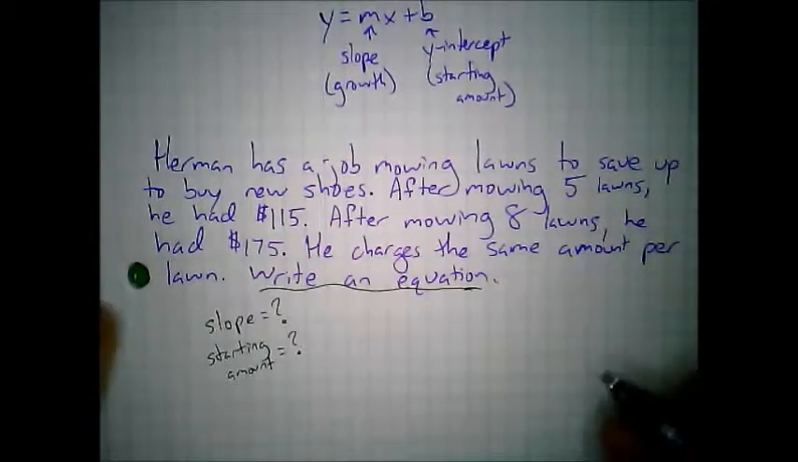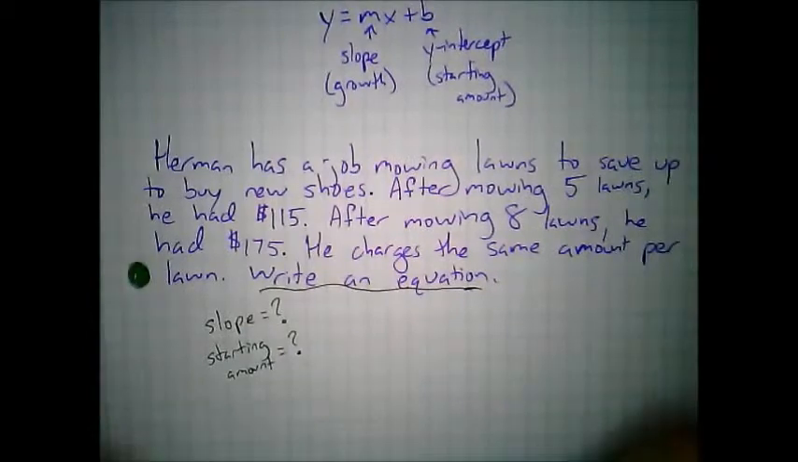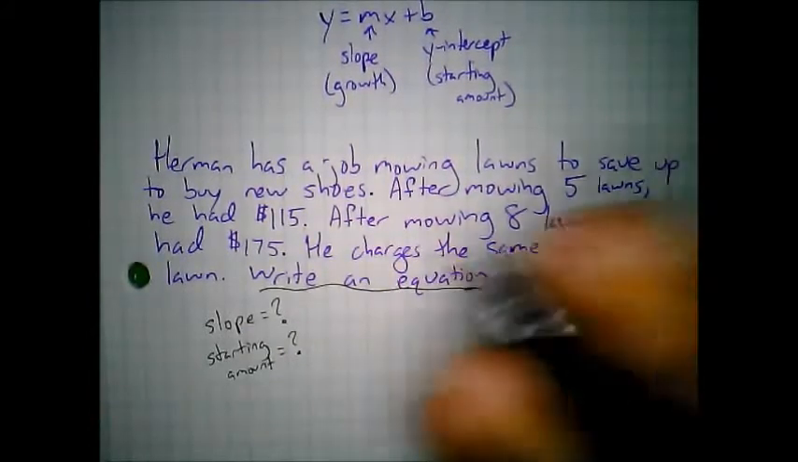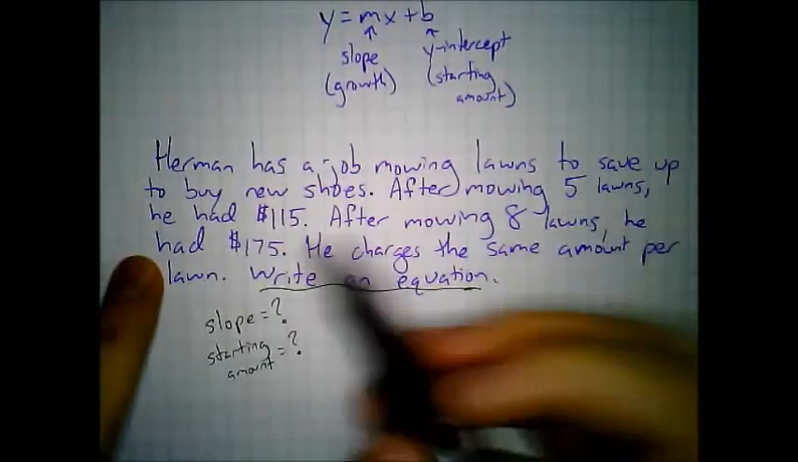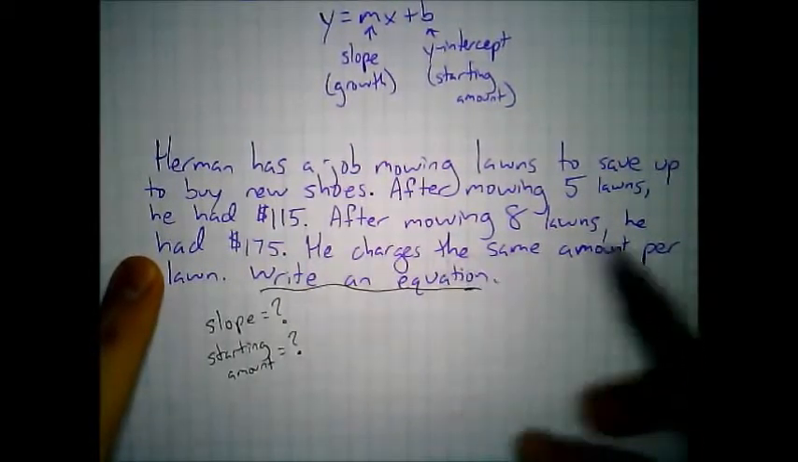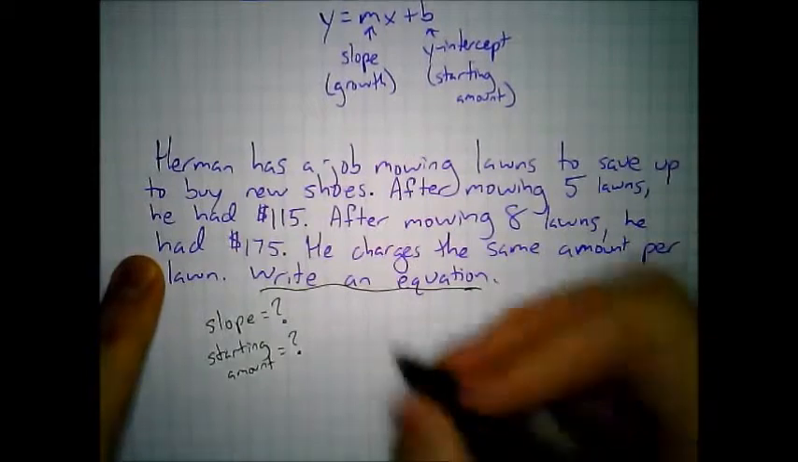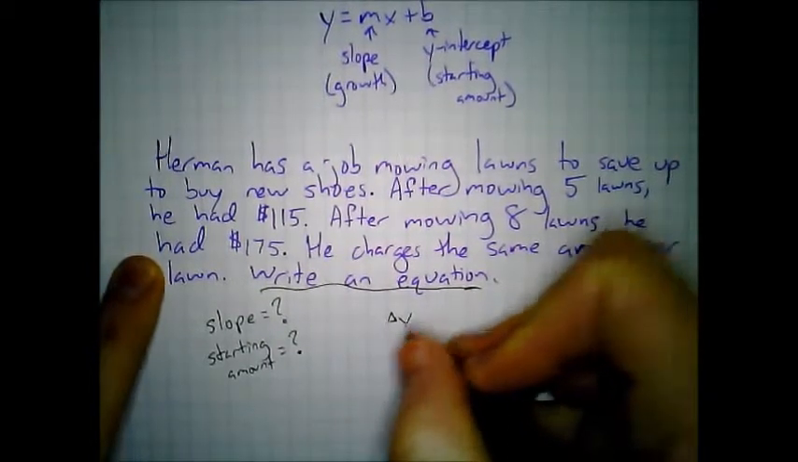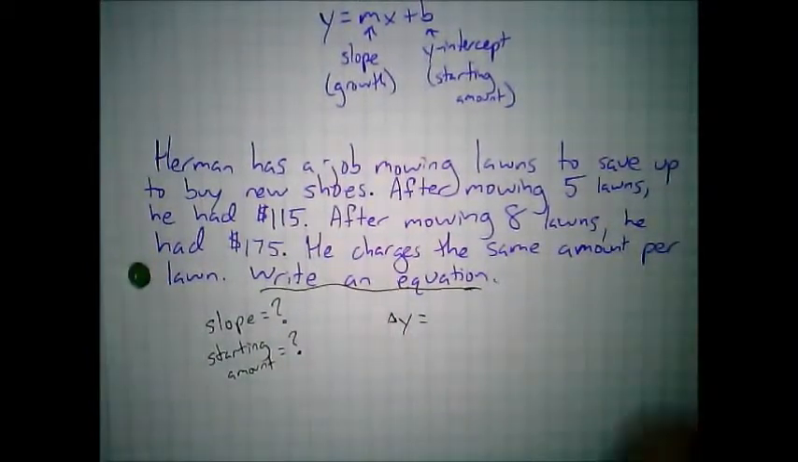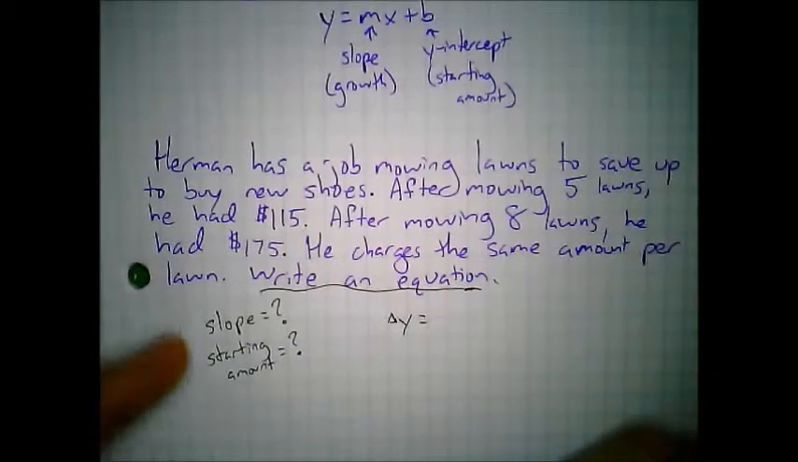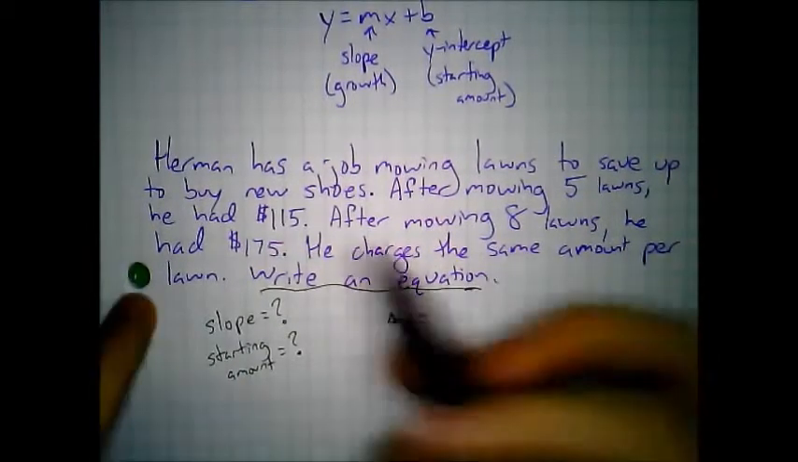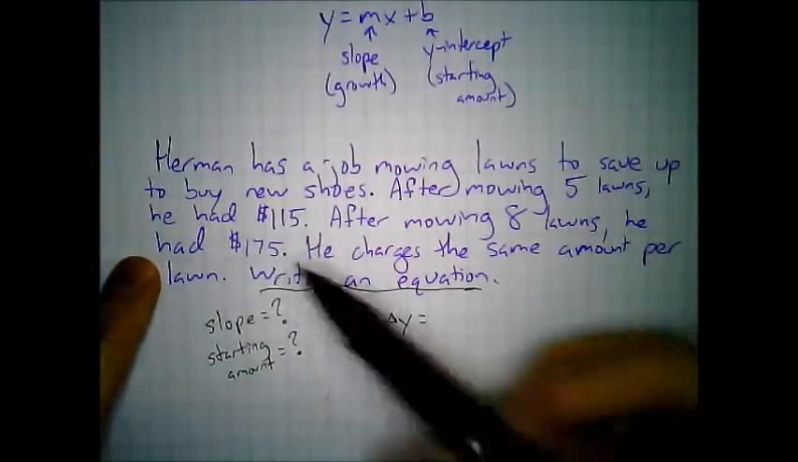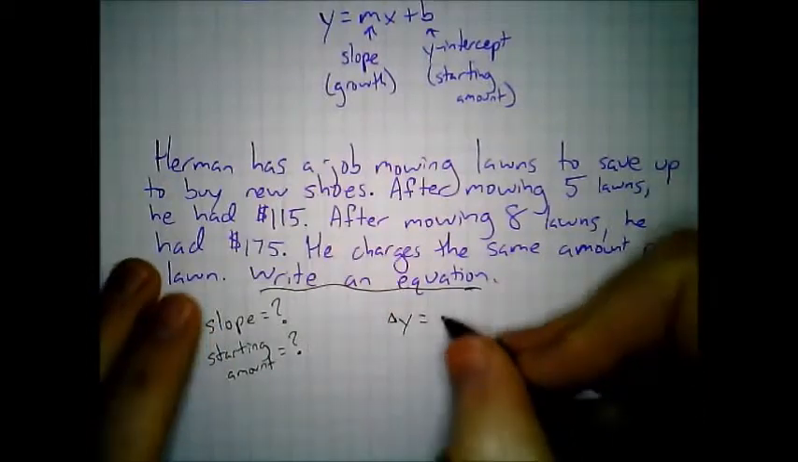So let's start with finding the slope again. We want to know how much money does he get per job. We know after mowing 5 lawns, he has $115, and after mowing 8 lawns, he had $175. We need to figure out what is our delta y. How much total money is he getting? Whenever it says find the slope, it doesn't give it to us directly. We need our delta y and our delta x. Delta y in this case is how much money did he get? Well, if he went from $115 to $175, that means he earned $60.